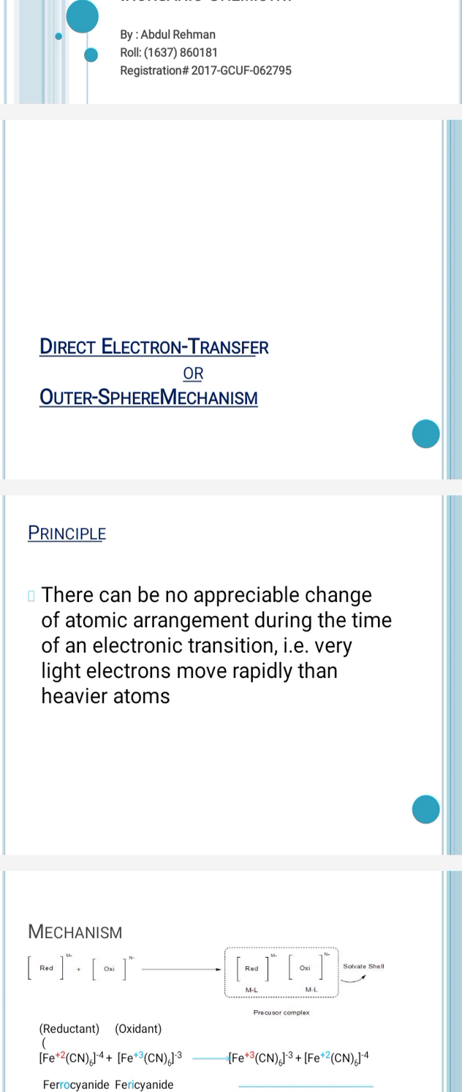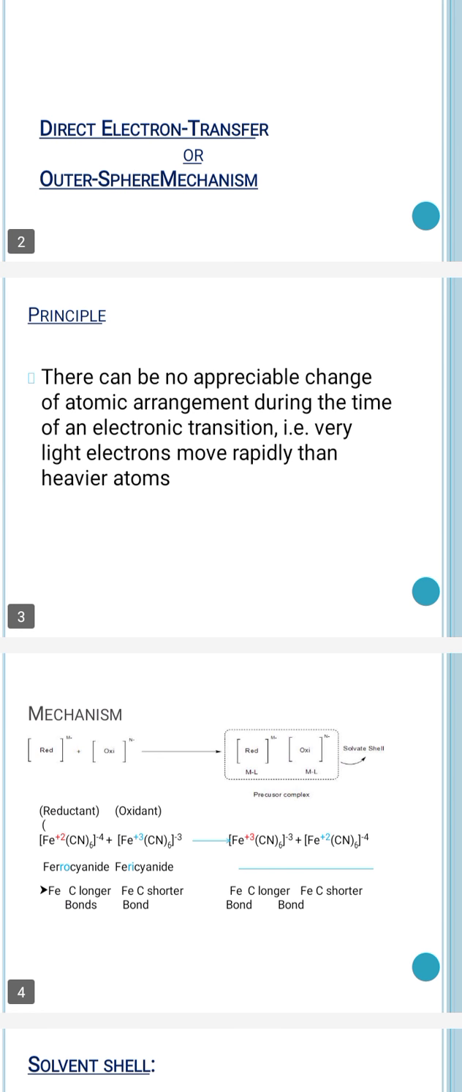There can be no appreciable change of atomic arrangement during the time of an electron transition. Means every light electron moves more rapidly than heavier atoms. The next one is the mechanism.